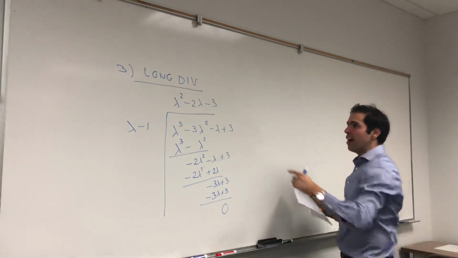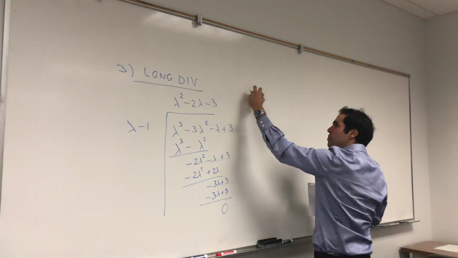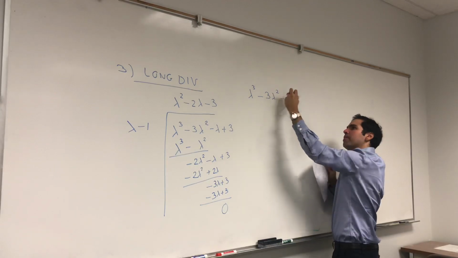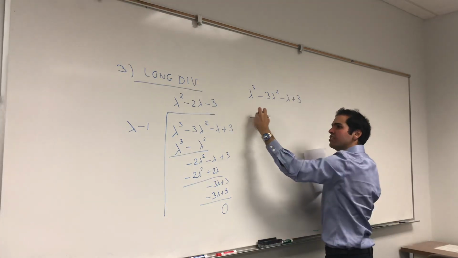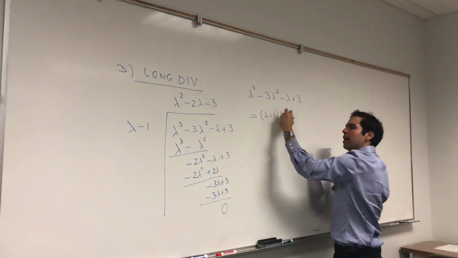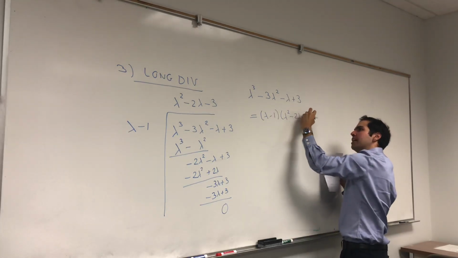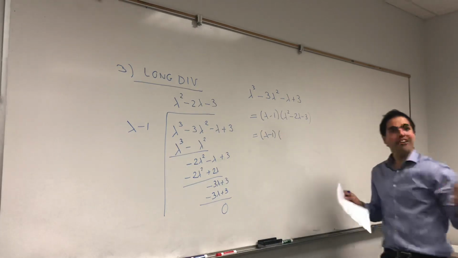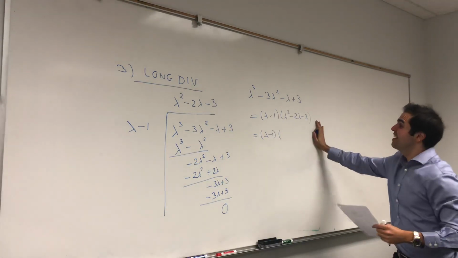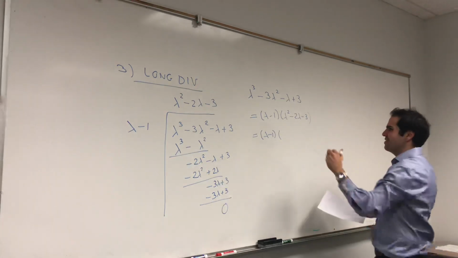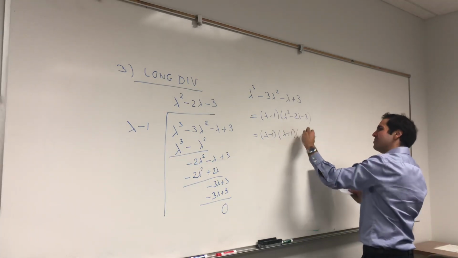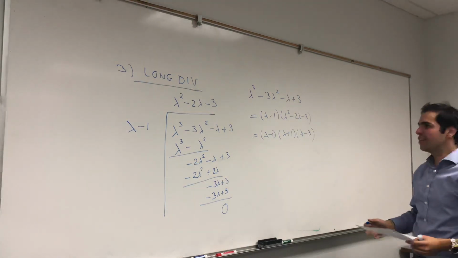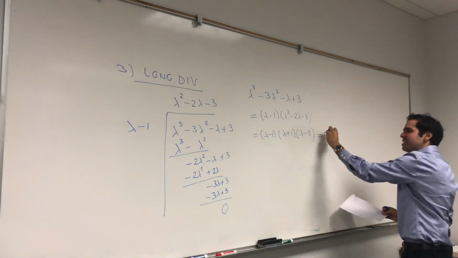Okay, so what have we found? We found that our original polynomial, lambda cubed minus 3 lambda squared minus lambda plus 3, is just equal to lambda minus 1 times lambda squared minus 2 lambda minus 3. And this one you can factor. I know in America they're fantastic at factoring this, but I'm not, so just think of it as lambda plus 1 times lambda minus 3. If you want, use the quadratic formula. And we want to set this equal to 0.